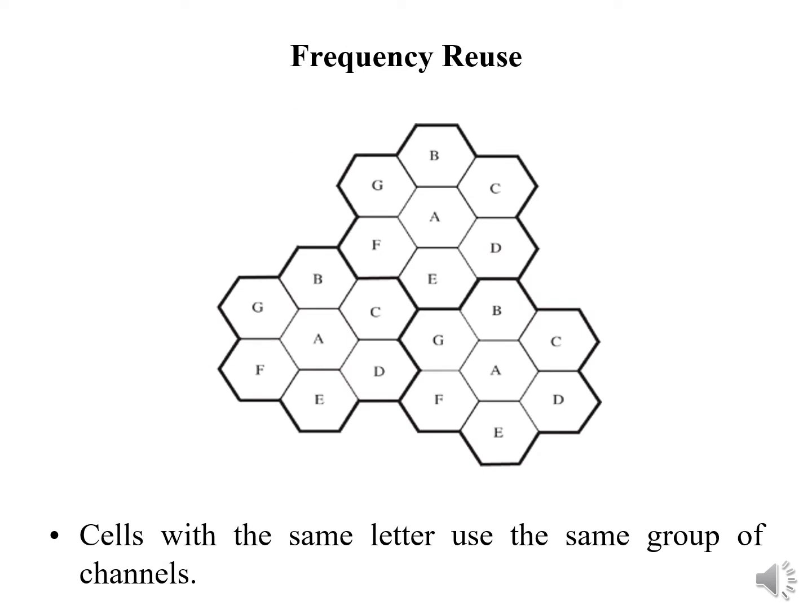This figure is showing the basic idea of frequency reuse in cellular technology. Cells with the same letter use the same group of channels. You can see the cells labeled as A, B, C, D, E, F, G, and you can see three such groups. Every group is called a cluster.